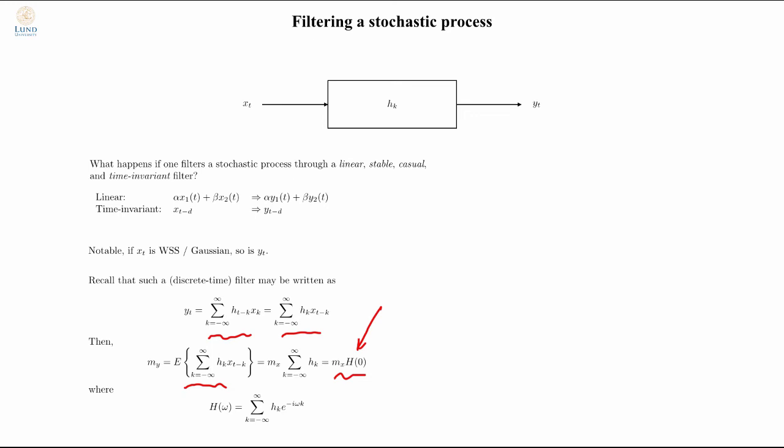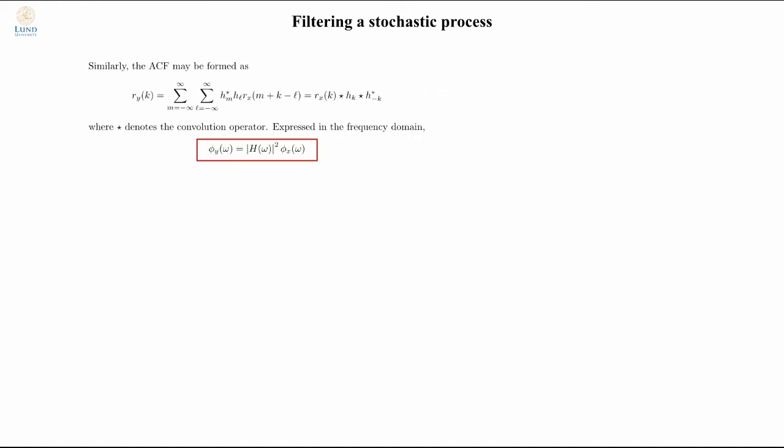An important factor to note is that if the input is a wide-sense stationary process, so is the output. And if the input is a Gaussian process, so is the output. Looking at the autocovariance function, you can see that this will be turning into a double convolution. Recall that the power spectral density is the Fourier transform of the autocovariance function. So that means that I will get the power spectral density of the output by taking the power spectral density of the input and multiplying it by the magnitude square of the filter response in the frequency domain.